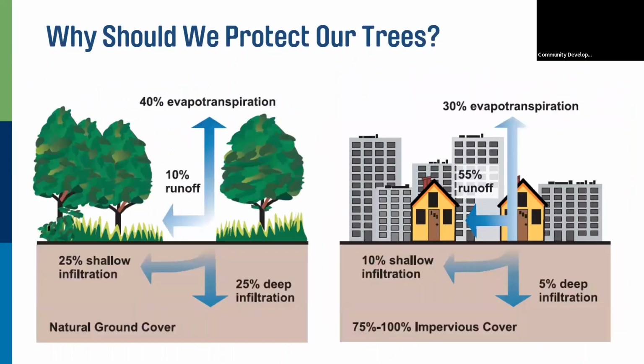Here's an example of a more urban area. We can see there's not as much infiltration when there's a lot of impervious area. When you have more trees, it's just going to help a lot more in dealing with stormwater runoff and other environmental factors.